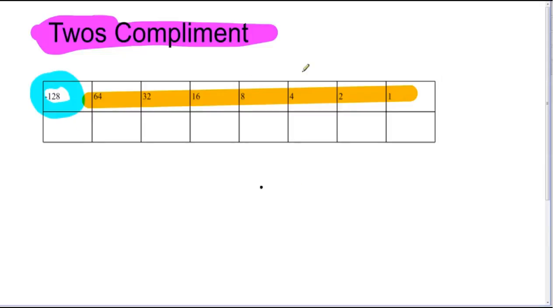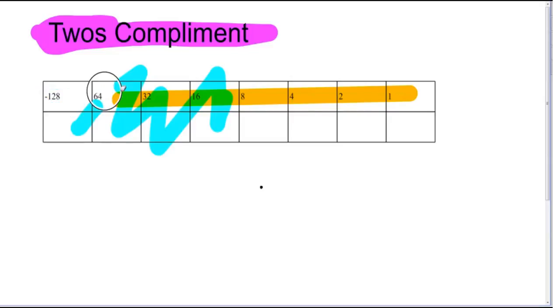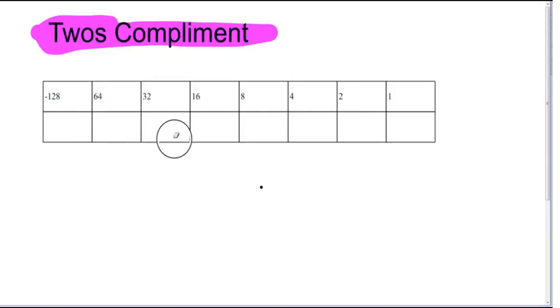Now if I was working with a 4-bit word, so imagine all of this didn't exist, this would be my most significant bit and therefore it'd be a -8. But right now we'll work with the full 8 bits, and all we need to make sure is that we understand that this does not represent positive 128 anymore. This actually represents a negative 128. That's the most important bit. So I'm just going to circle that to make sure we know that.